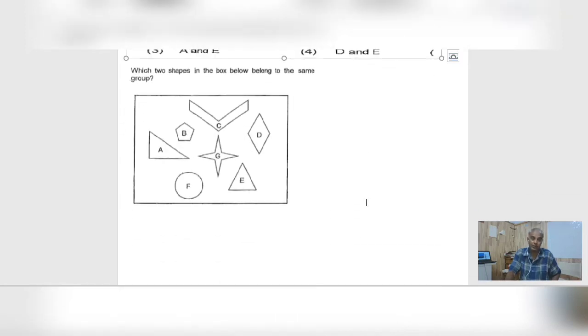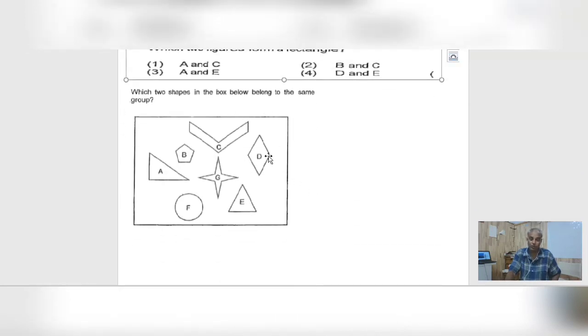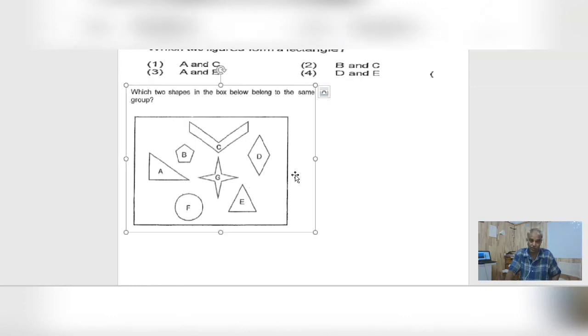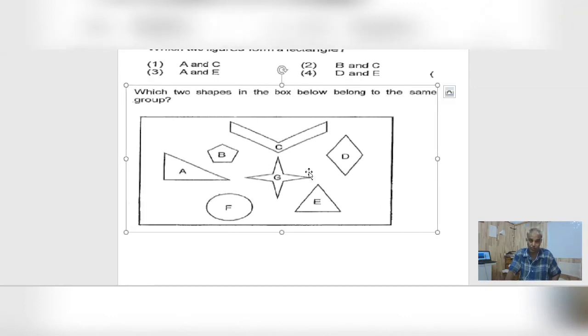Next question says, which two shapes in the box below belong to the same group, right? So you have to find out which two shapes belong to the same group. That you can figure out what the question is, and I just leave it for you, so your children can just look at it and they can figure out what the answer is.